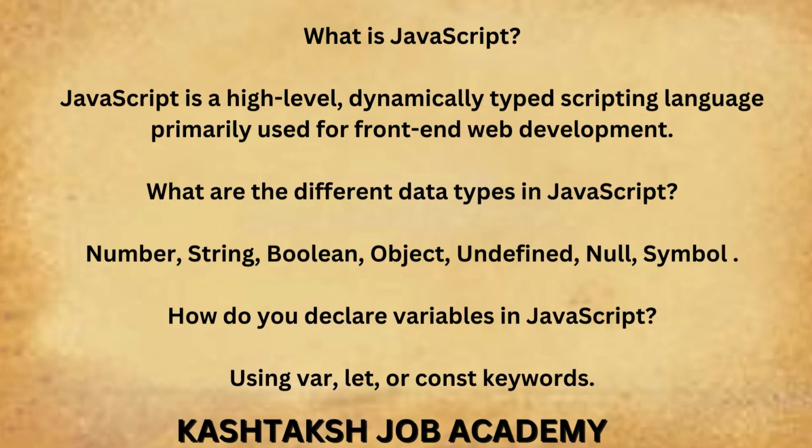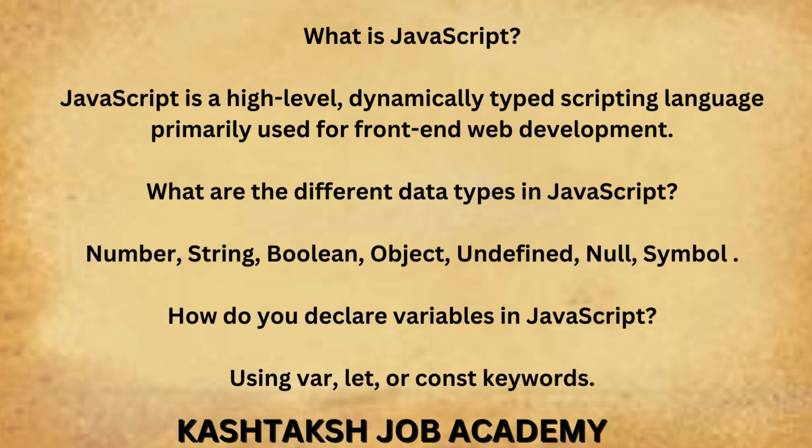What is JavaScript? JavaScript is a high-level, dynamically typed scripting language primarily used for front-end web development. What are the different data types in JavaScript? Number, string, boolean, object, undefined, null, symbol.